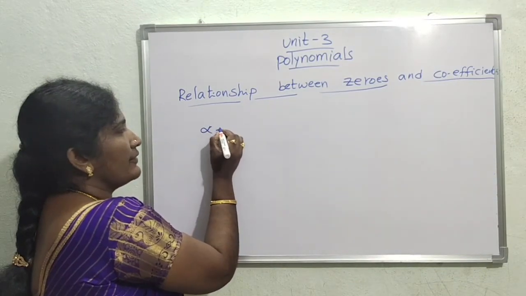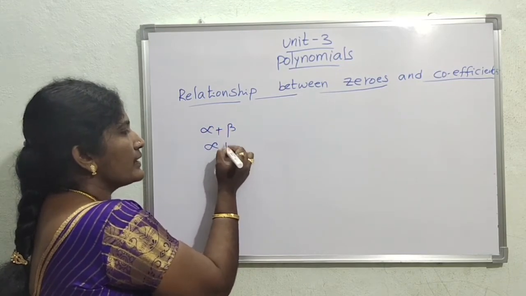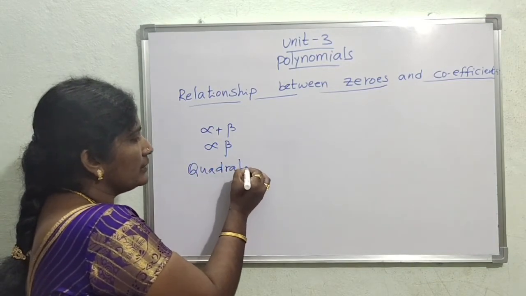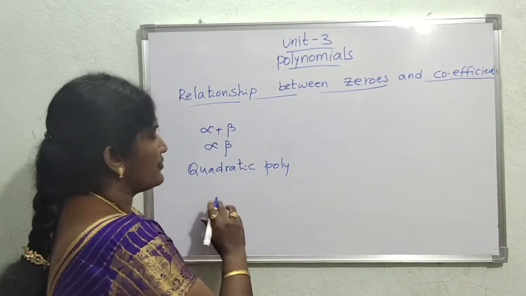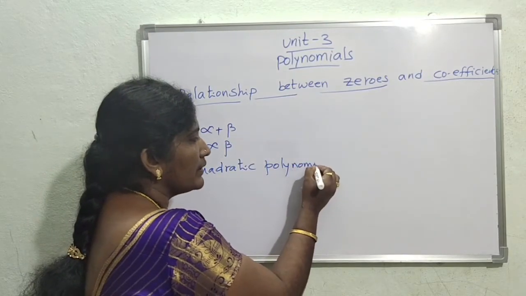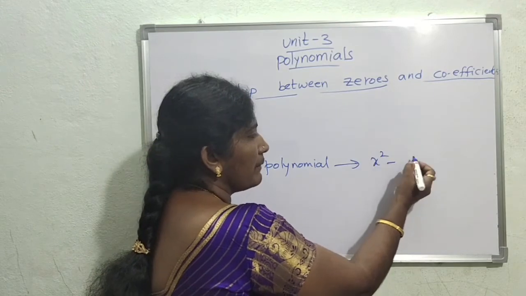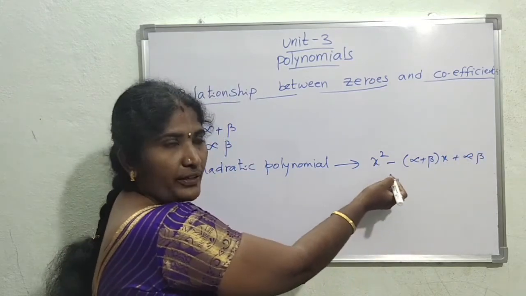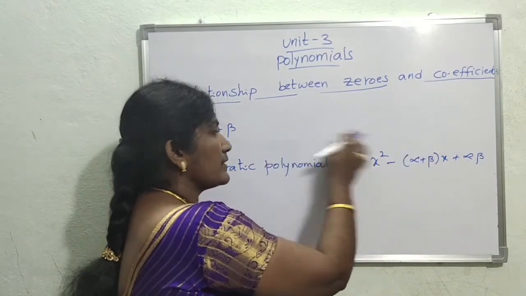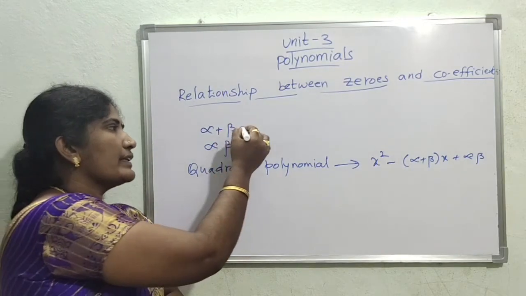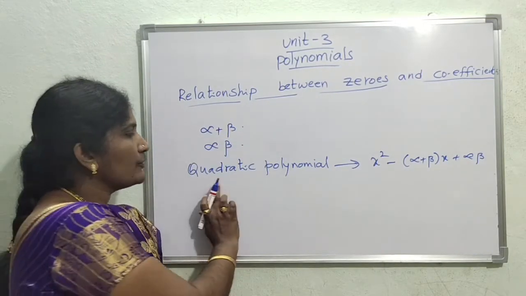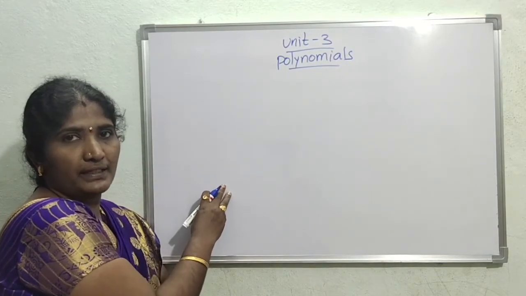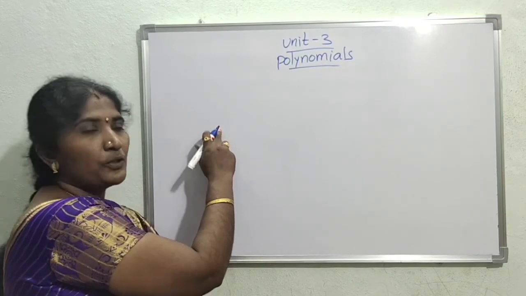Suppose in the question they gave the sum of zeros and the product of zeros, then how can you write a quadratic polynomial? If they gave sum of zeros and product of zeros, then we can write a quadratic polynomial by using this formula: x square minus alpha plus beta into x plus alpha beta. That means x square minus sum of zeros into x plus product of zeros. In this chapter, most of the questions will depend on quadratic polynomial and cubic polynomial.